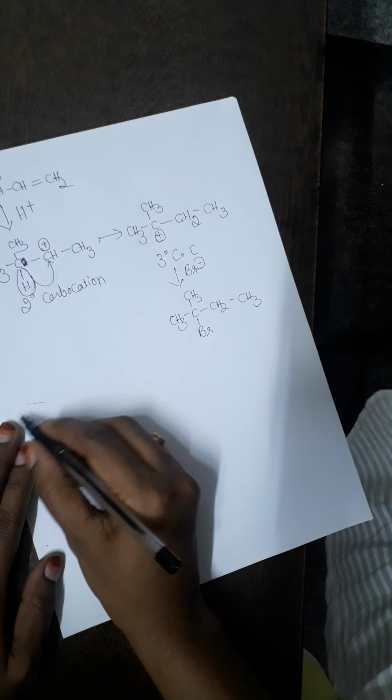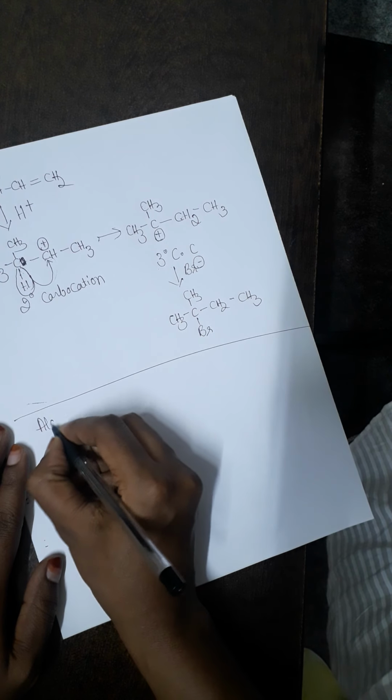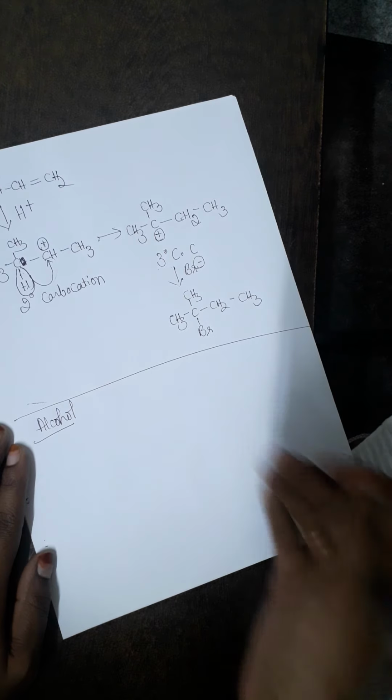Okay, fine. So now we are moving on to the next method, that is from alcohols. This is the third method for preparing alkyl halides, by using alcohols.